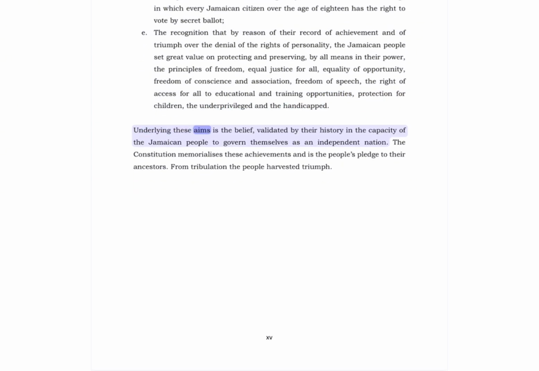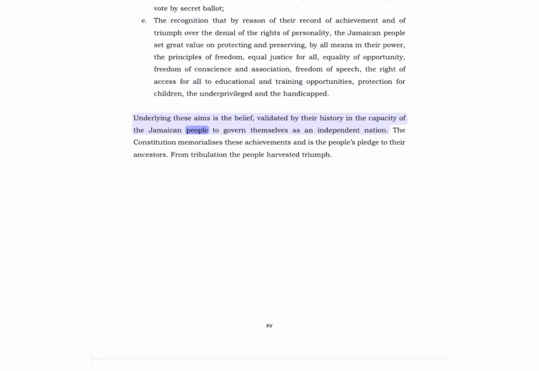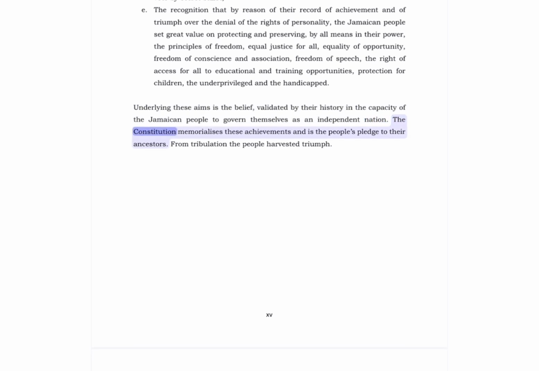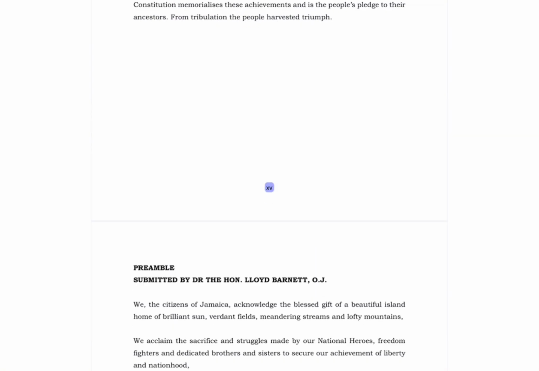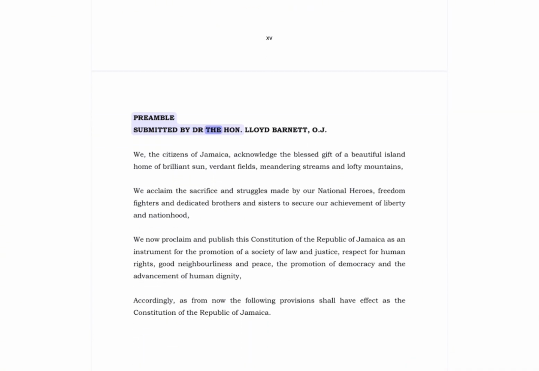Underlying these aims is the belief, validated by their history, in the capacity of the Jamaican people to govern themselves as an independent nation. The Constitution memorializes these achievements and is the people's pledge to their ancestors. From tribulation the people harvested triumph. Preamble submitted by Dr. the Honorable Lloyd Barnett, O.J.